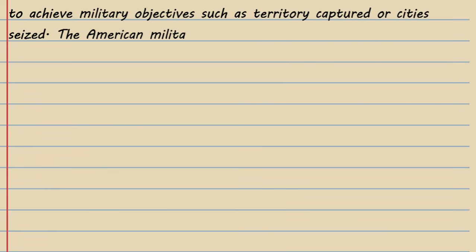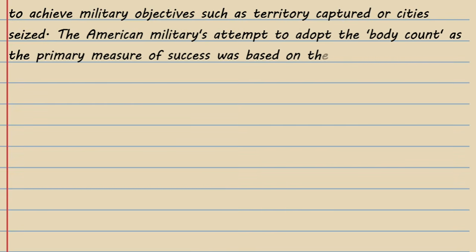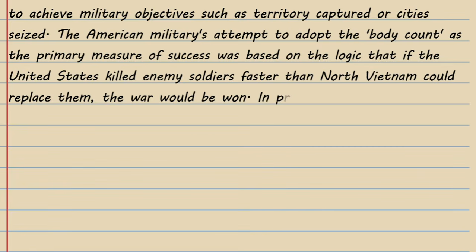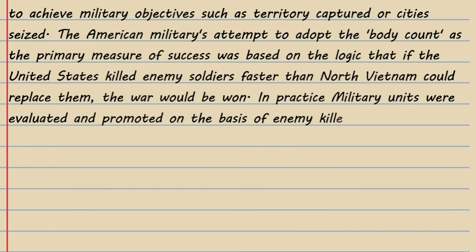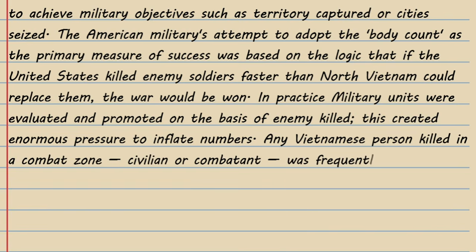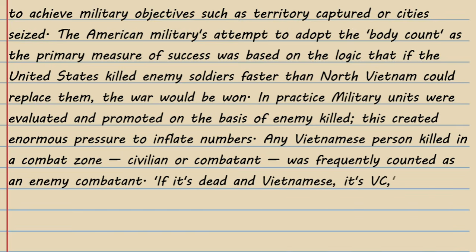The American military's attempt to adopt the body count as the primary measure of success was based on the logic that if the United States killed enemy soldiers faster than North Vietnam could replace them, the war would be won. In practice, military units were evaluated and promoted on the basis of enemy killed. This created enormous pressure to inflate numbers. Any Vietnamese person killed in a combat zone, civilian or combatant, was frequently counted as an enemy combatant. "If it's dead and Vietnamese, it's VC" became a widely reported phrase among US soldiers.